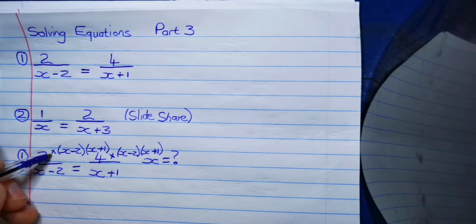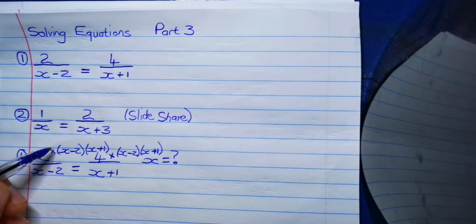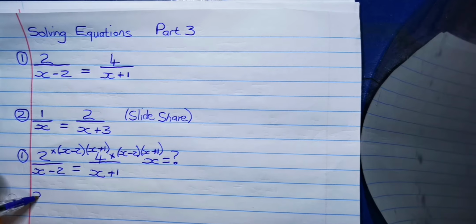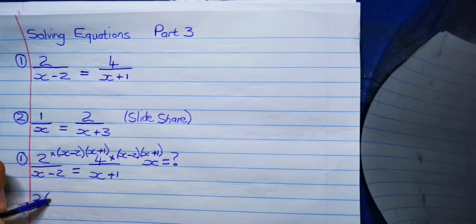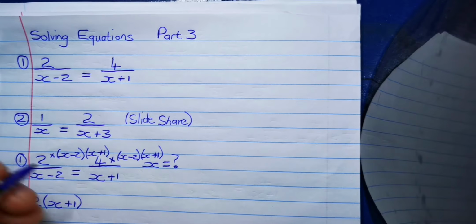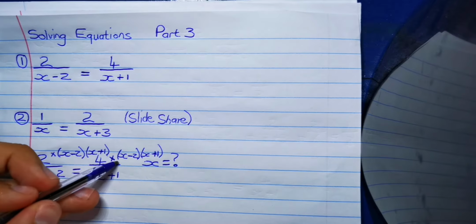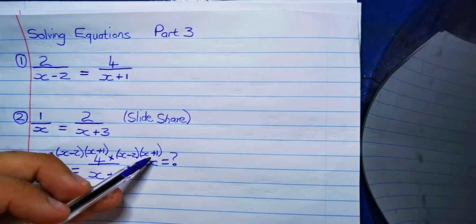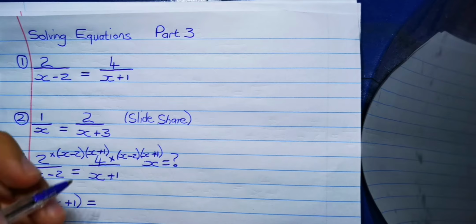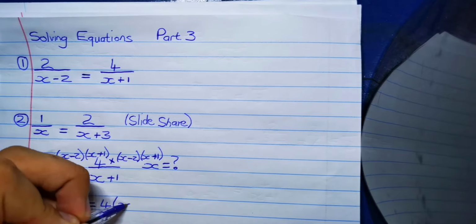So what we're left with here, the x minus 2 in the numerator cancels out with the x minus 2 in the denominator. So we're left with 2 times x plus 1 is equal to, now on the right hand side, the x plus 1 in the numerator cancels out with the x plus 1 in the denominator. So we're left with 4 times x minus 2.